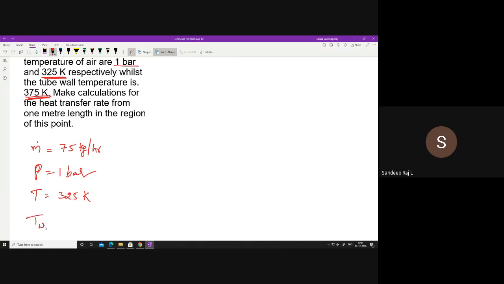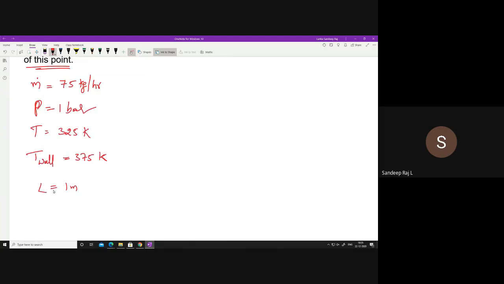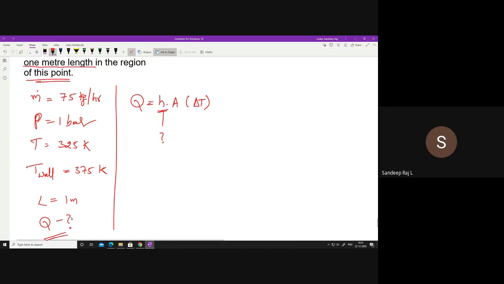The tube wall temperature, T wall, is equal to 375 Kelvin. Make the calculation for the heat transfer rate from 1 meter length in the region of this point. So length is given as 1 meter, and he's asking you to calculate the Q value. In case of convection, you will calculate Q is equal to hA delta T. Delta T is given in the question, A can be calculated using this L, but how do you get h? You have to make use of some correlation to get the value of h. That's how you will find the Q value here.